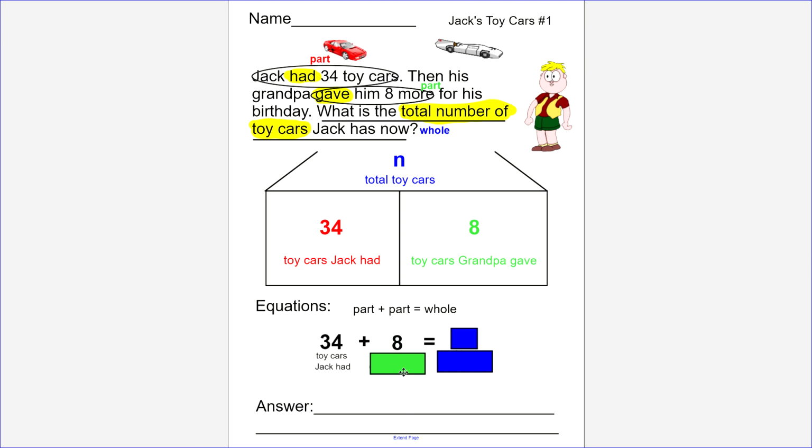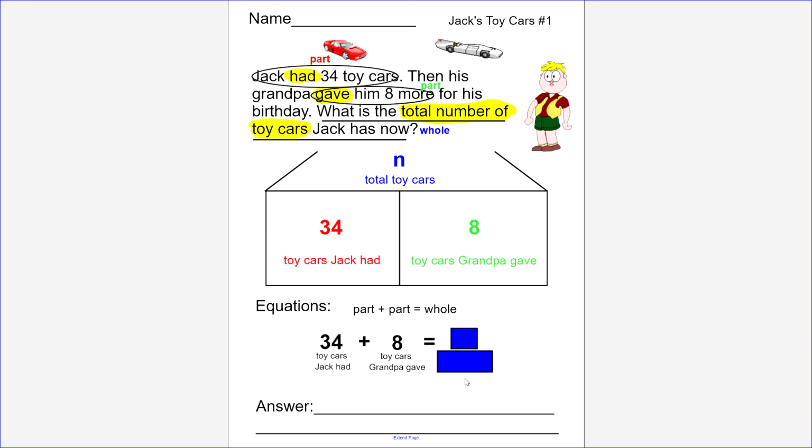What would I label this 8? Think very carefully. What are the words that go with 8? This is 8 what? You're right. It's 8 toy cars Grandpa gave. So my equation so far looks like 34 toy cars Jack had plus the 8 toy cars Grandpa gave him equals, this is going to equal our whole or total.